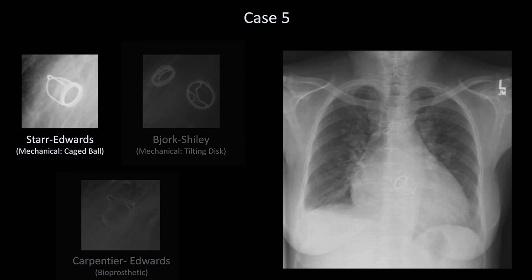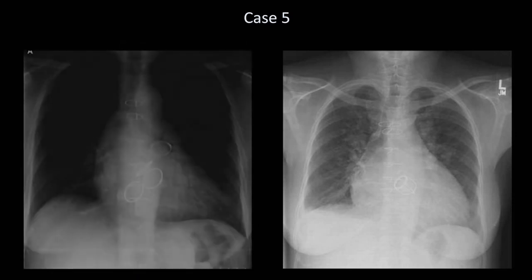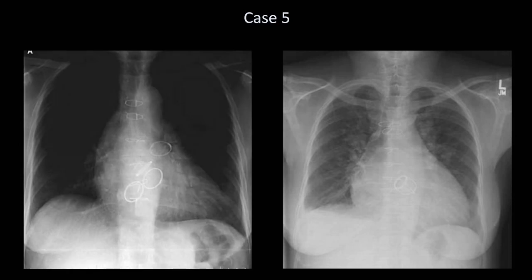And which valve has been replaced? Recall that if we take the cardiac silhouette and draw an imaginary line bisecting the spine, the valve that is closest to the middle is the aortic. The one that is down and to the patient's right is the tricuspid. The one down and to the patient's left is mitral, and up and to the left is pulmonic.